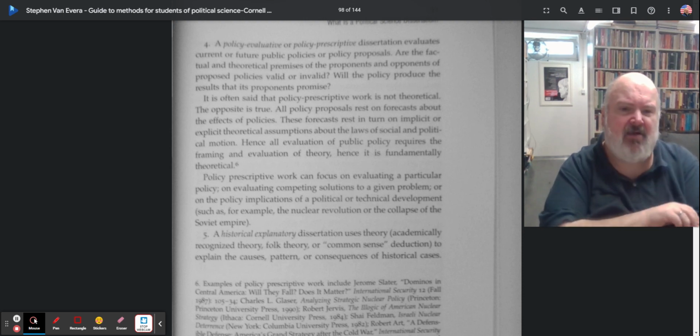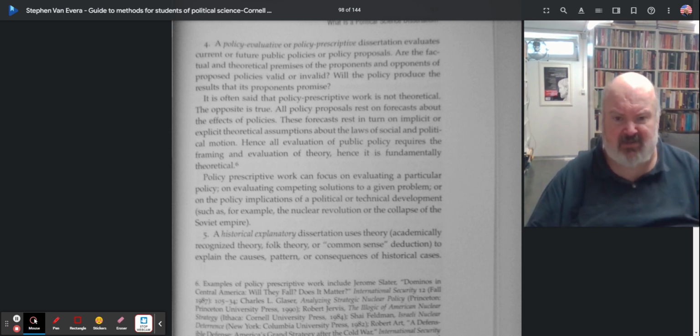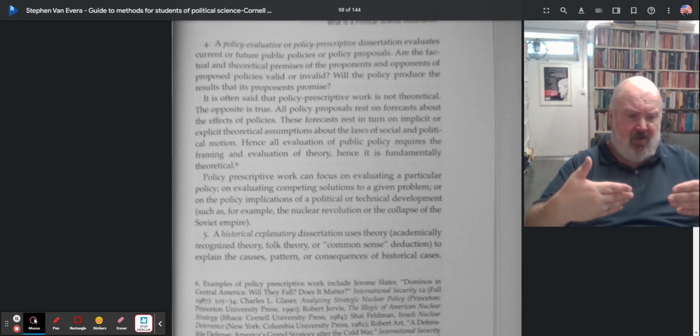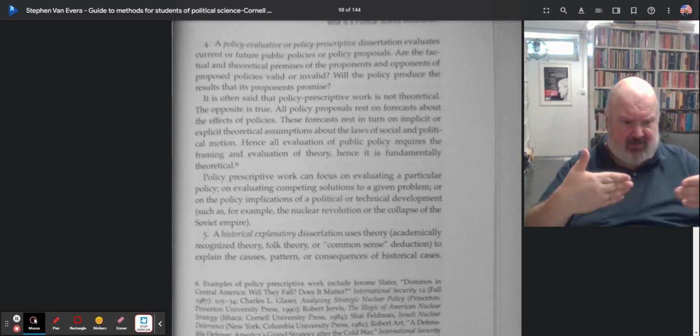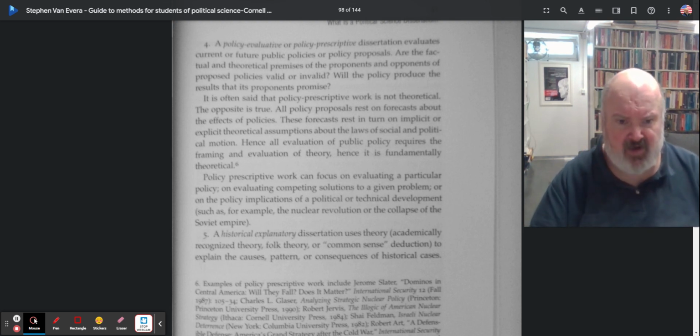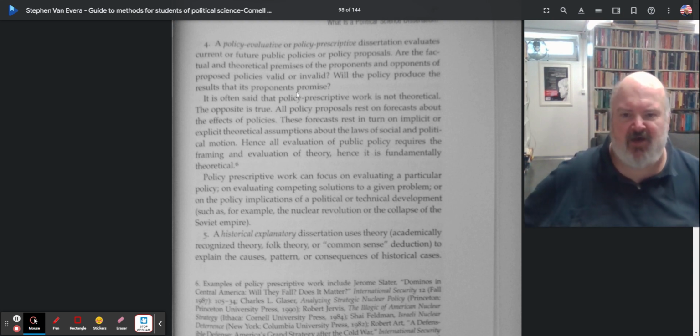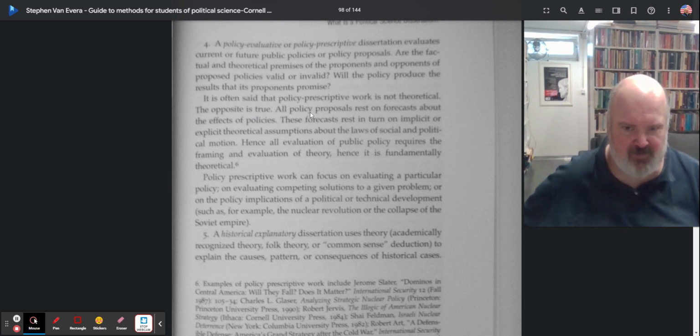And what you need to ask is: are the factual and theoretical premises of this proposal, of a policy proposal, either present or future, valid? Are the criticisms of them, the premises of the criticisms, valid or invalid, fair or unfair? It is often said that policy prescriptive work is not theoretical. The opposite is true. All policy proposals rest on forecasts about the effects of policies, which is very much so.